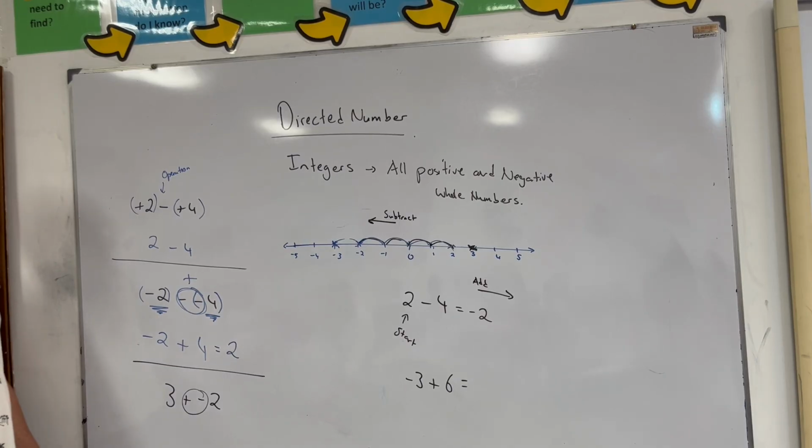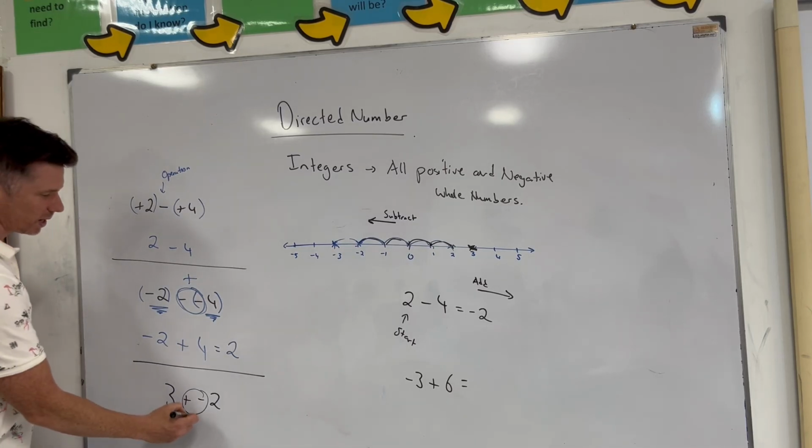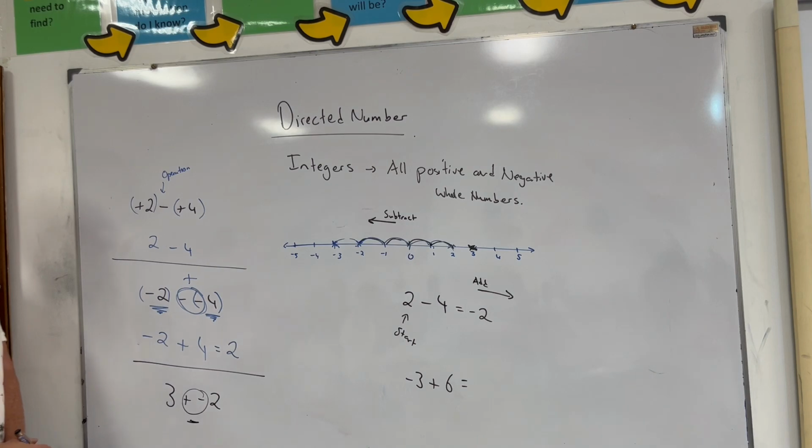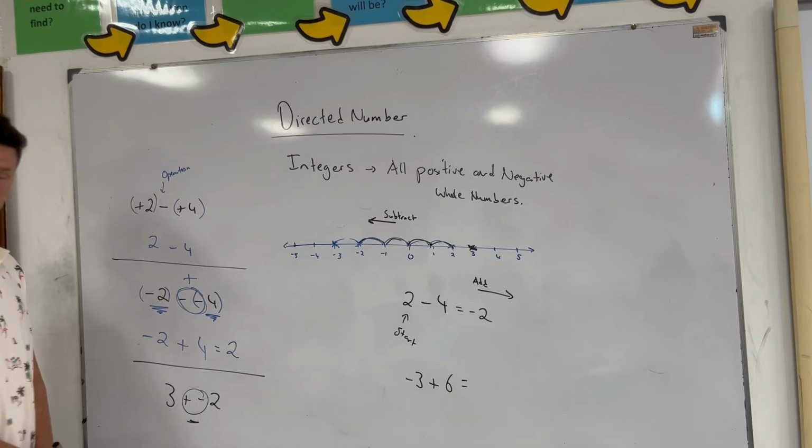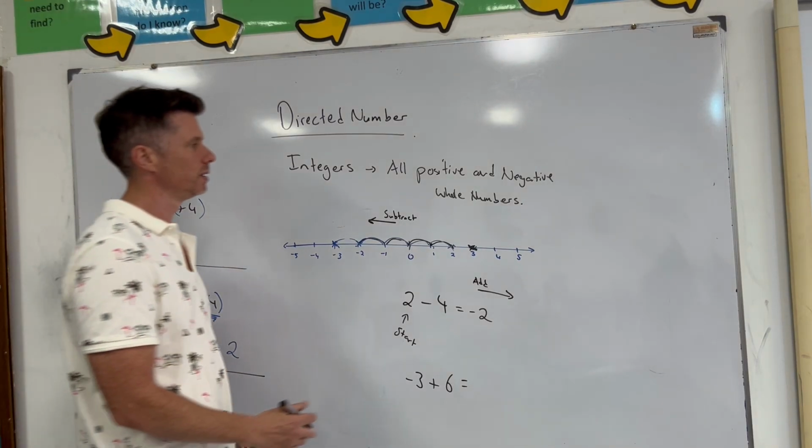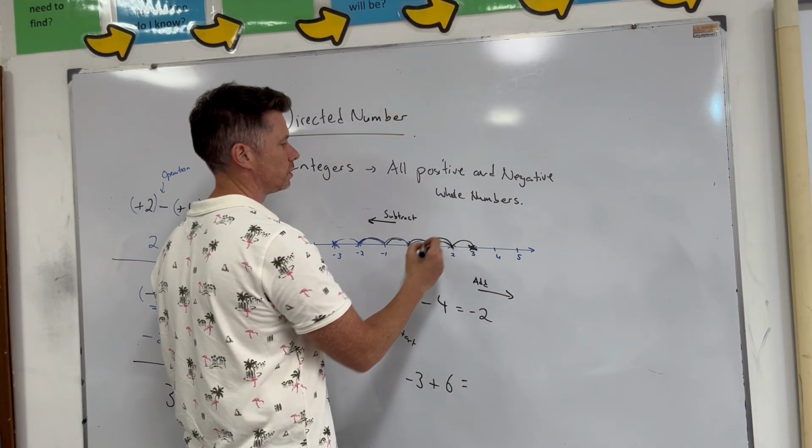If I add a negative, if I add some debt to the money you owe, that means you owe more money. It means you're more negative, yeah? So a plus minus in a row, subtract. You may see a plus minus. I'm adding debt. So I subtract. So that's 3 take away 2. I think Gordy was right. 3 take away 2 is 1.